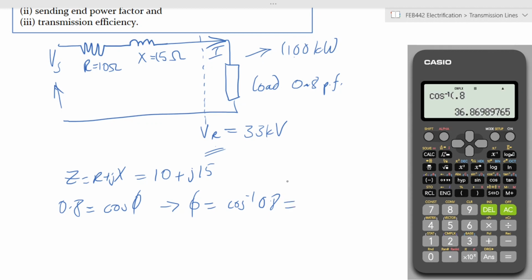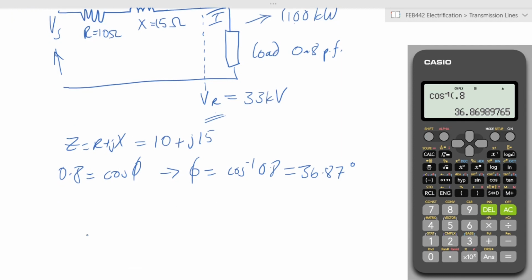Which is 36.87 roughly. Okay. So now from all that, we can find the current. So how do we find the current? We know power in this case is given by that. This is a single phase circuit. Power is given by that. So if we rearrange, we get current is equal to P over V cos phi.